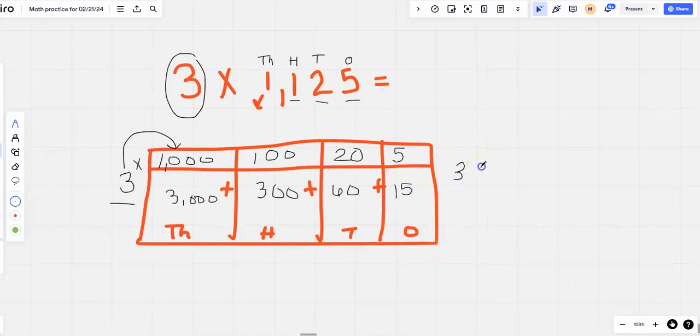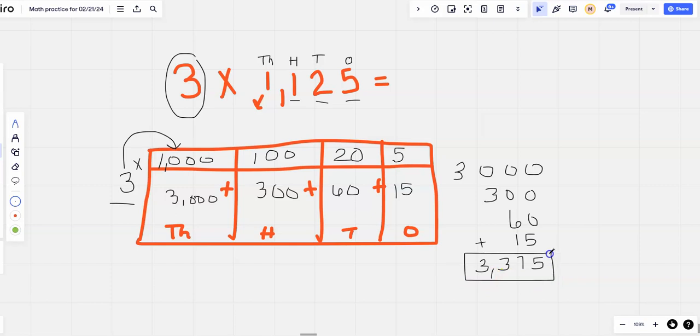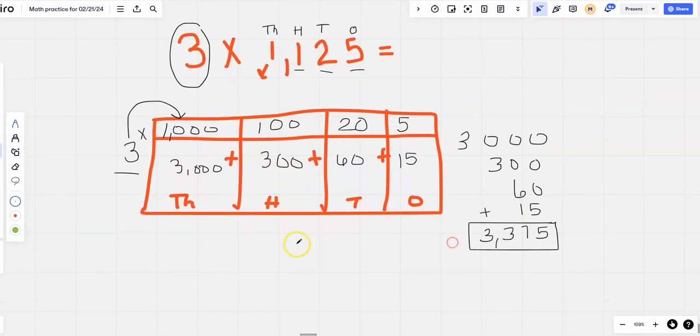Now let's figure out our final answer. We have 3,000 plus 300, make sure you line up your numbers, plus 60 plus 15. Add all these up, we get 5, 7, 3, and 3. Final answer, 3,375.